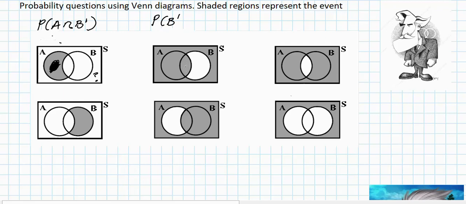And then I look at the center. Is the center shaded? Yes, it's shaded. Which means which symbol are they using? They're using the union. Right? And what else is highlighted? Anything that has to do with A. So that's my answer right there.